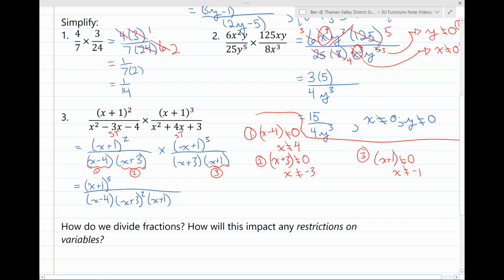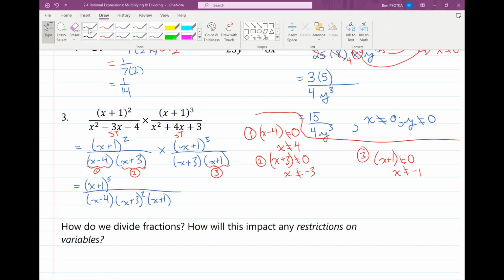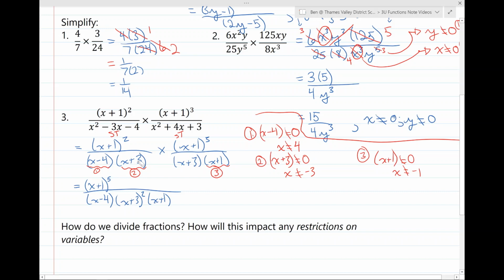And I'm realizing here I wrote out my factors incorrectly. So let's just correct those. I'm not going to edit this out of the video. We'll just go through how we fix our mistakes.